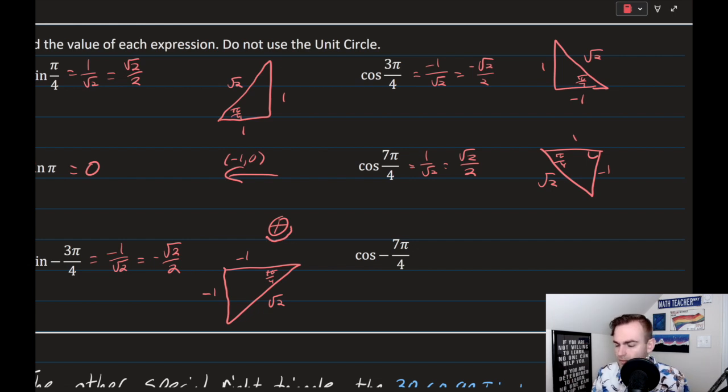Negative 7 pi over 4. That would be in quadrant 1. Pi over 4. 1, 1, square root of 2. I think we can guess what this is. It's going to be square root of 2 over 2.